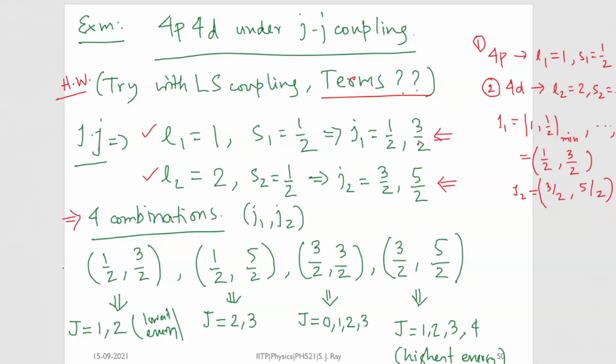So what are the combinations? The combinations will be half and half. Remember, the first number in each bracket represents J1, and the second number represents J2. So the first bracketed term will be half and 3 by 2. The second bracketed term will be half and 5 by 2. Then 3 by 2 and 3 by 2, and 3 by 2 and 5 by 2.